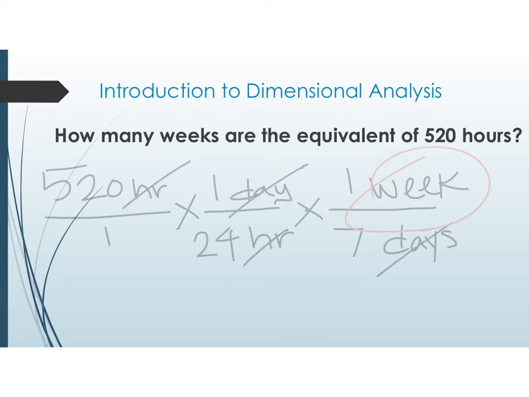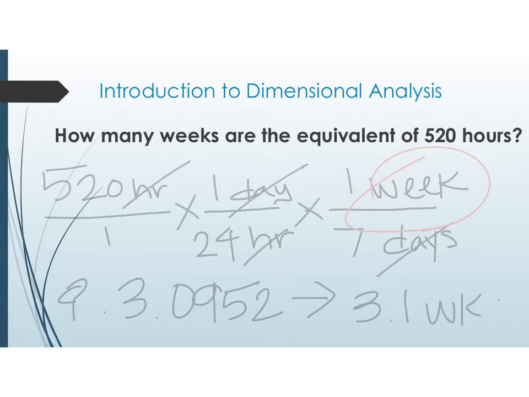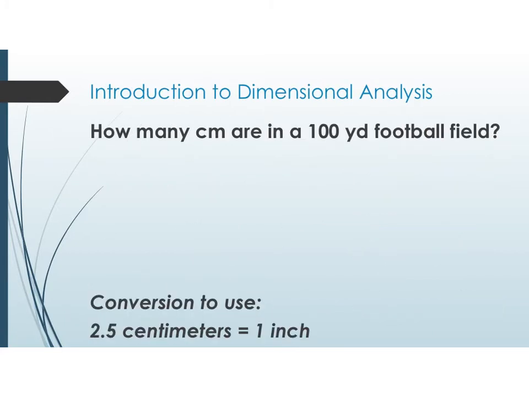Okay, and then final answer, the calculator ends up giving you, I want to say 3.0952, something, it might even keep going. But if we have 3.0952 and I needed 2 sig figs, then this is going to become 3.1 weeks as my final answer. Okay, let's do that again.